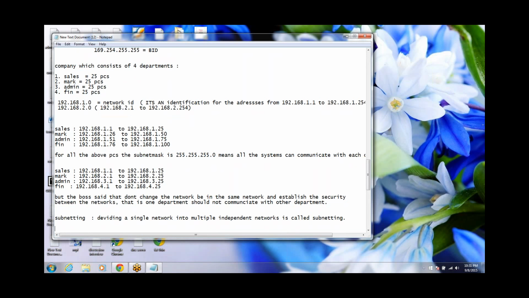Please refer to this once or twice. It's a very complicated concept, so read this once or twice. If you're not able to get it, ask me and I'll explain it one more time. When you are clear about this, then we'll go for subnetting.